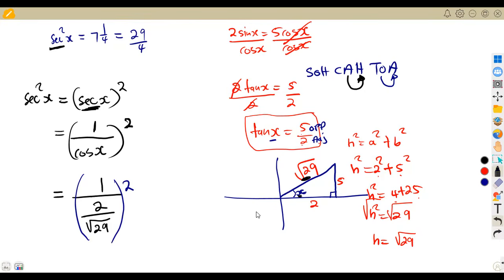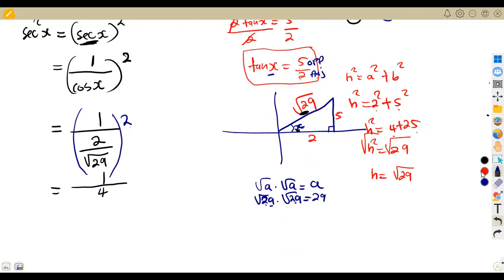But here we can simplify directly. 1 squared is going to be 1 over 2 squared, which is 2 times 2, that is 4, and the square root of 29 squared. Remember, from your surds, we said square root of a times square root of a is equal to a. So the square root of 29 times the square root of 29 should give us a 29, the number that is under the square root in this case. So this is going to give us a 29 at the end. All right, so this is what we are having. We have squared everything. This one squared, this one squared.